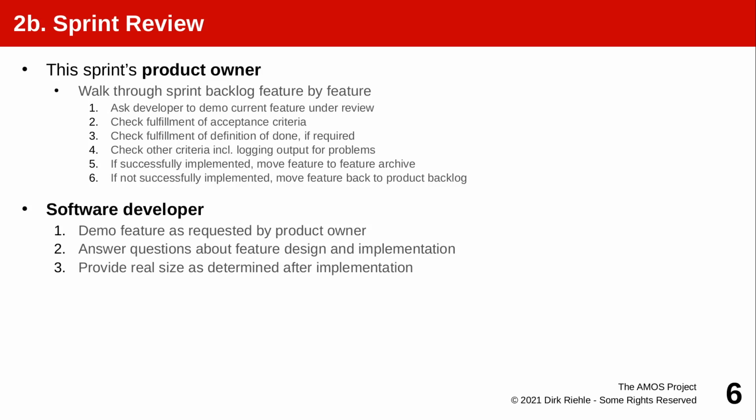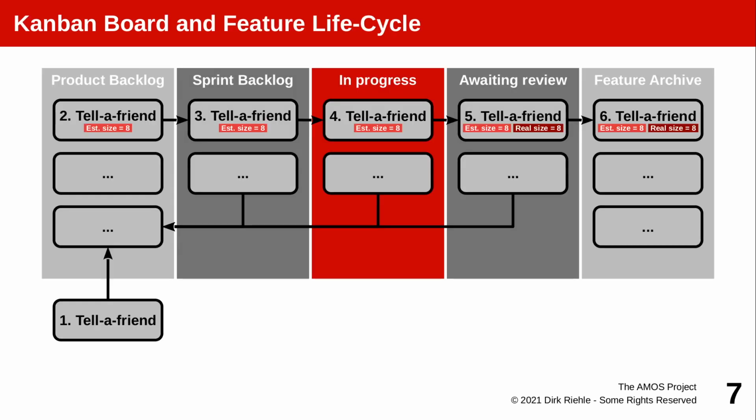So this is the review of one feature. Product owner picks a feature, developer demos it, they discuss it, review concludes it's done, and then the product owner moves on to the next feature. Don't do all features at once. Don't gloss over things. It's the responsibility of the product owner to look at the features one by one, ask probing questions to make sure that the implementation actually does what is expected of it.